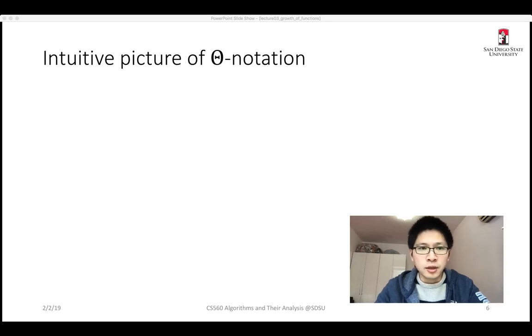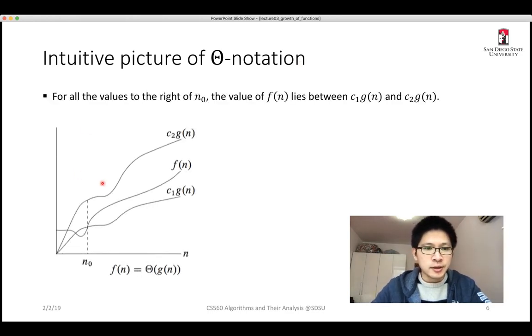We can draw an intuitive picture of the theta notation. This picture shows that to the right of the value n0, the value of function f(n), which is indicated by the curve in the middle, always lies between c1 times g(n) and c2 times g(n). So the case of f(n) being a member of theta of g(n) can be visualized in this way, that f(n) lies between the two curves.